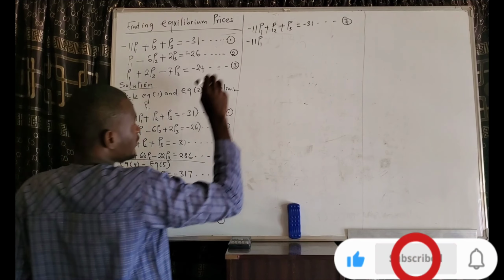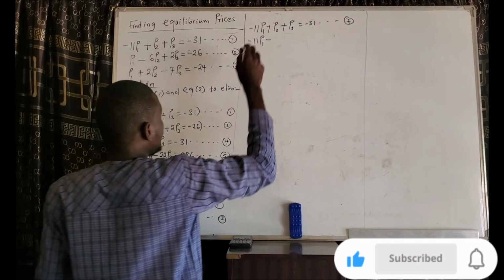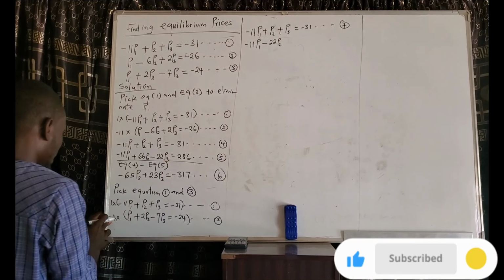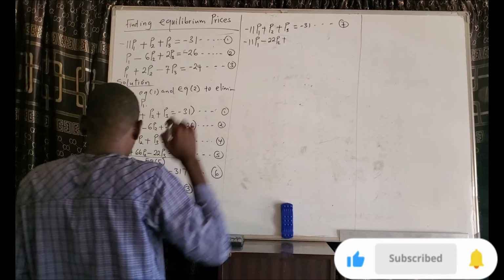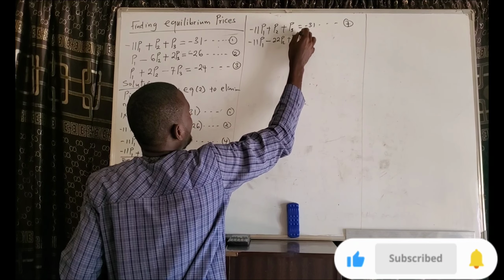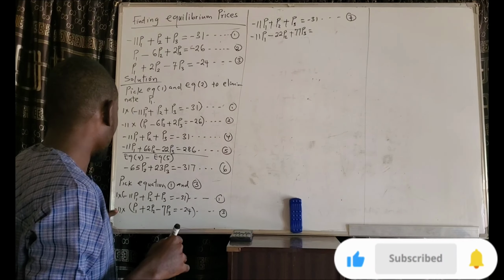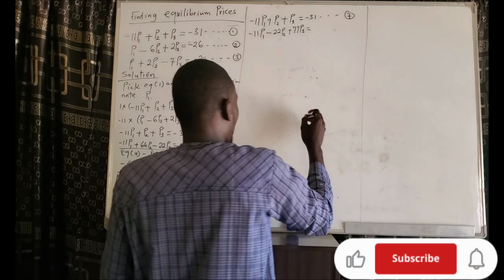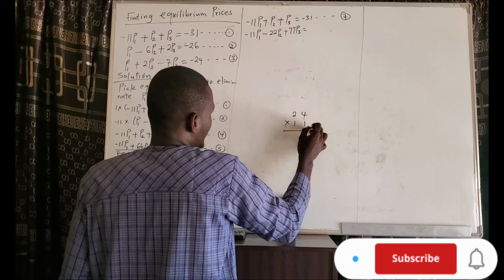Negative times positive is negative. 11 times 2 is 22, then p2. Negative times negative here is positive. 11 times 7 is 77 p3 equal to... negative times negative is positive. Then we have 24 times 11.